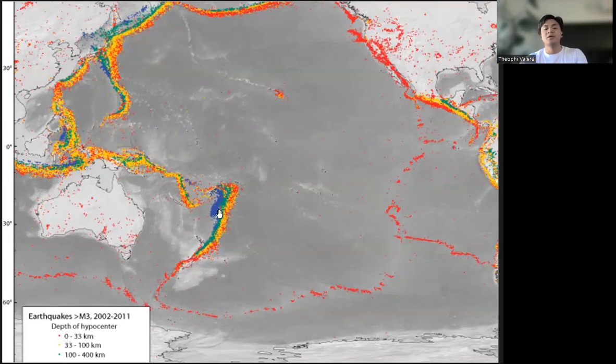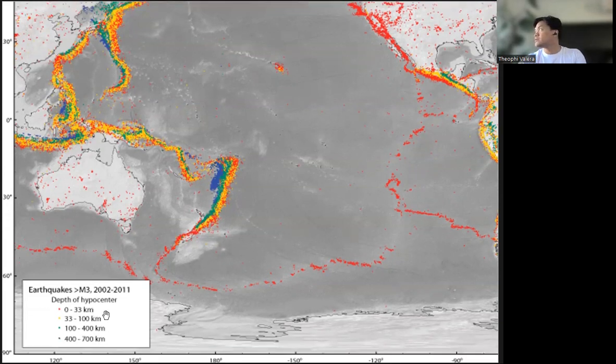And when we look at the depth of the earthquakes, they actually vary. So you have shallow earthquakes, 0 to 33 kilometers, marked by these red dots. The yellow ones are 33 to 100, whereas eventually you reach the blue ones which are 400 to 700 kilometers. So basically, from the east side towards the west side, you get deeper and deeper earthquakes. As I mentioned before, this progressive increase in depth of the earthquakes is actually a function of the subduction.